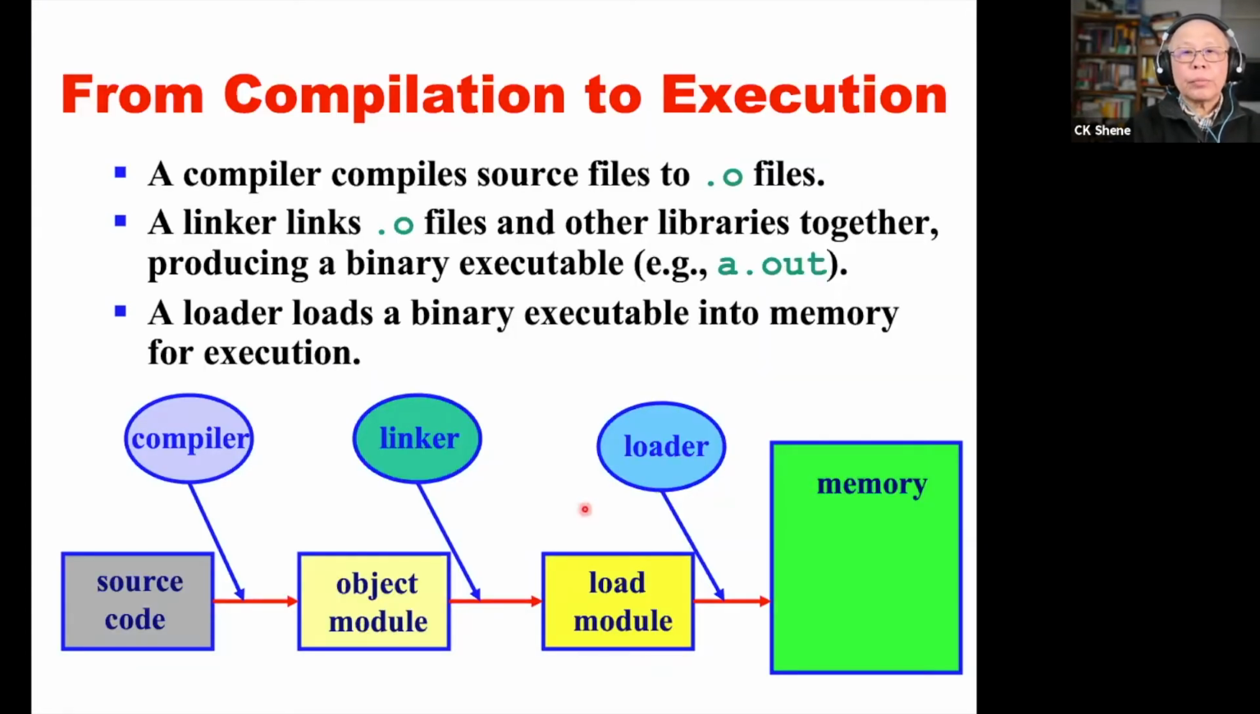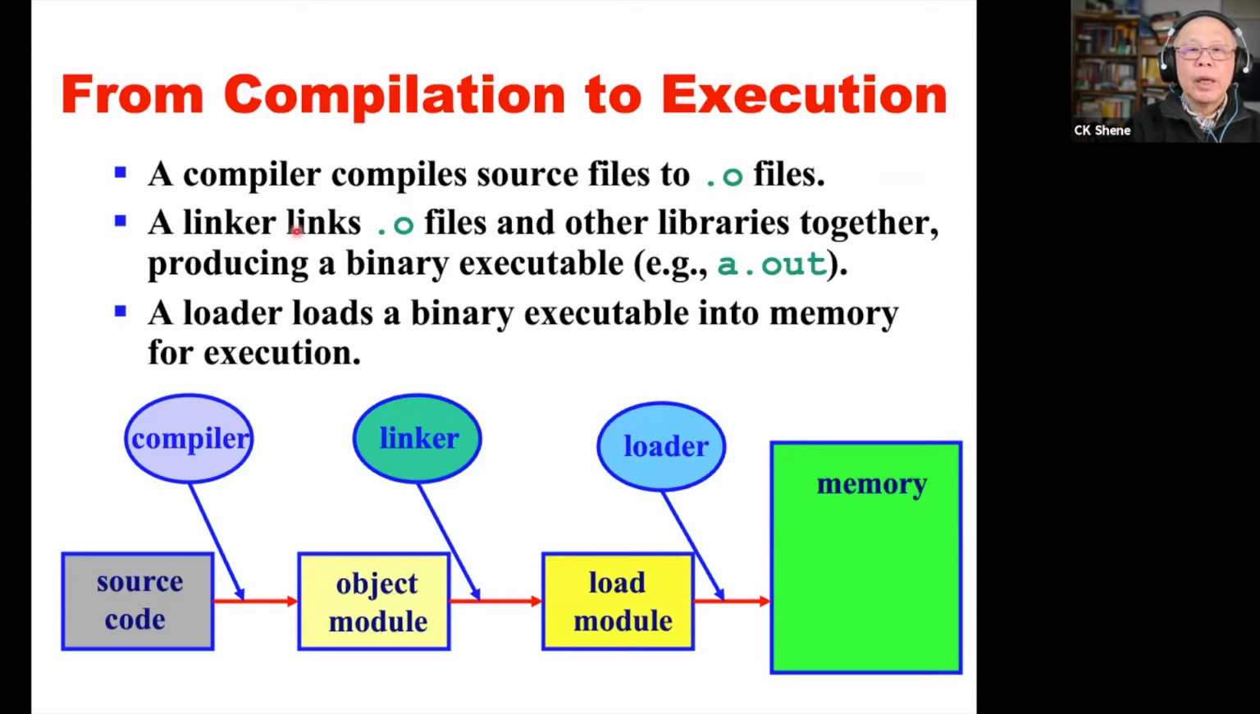So you may remember how you compile a program from a terminal using command lines. A compiler compiles your .c source files to .o files. These .o files are referred to as the object files.